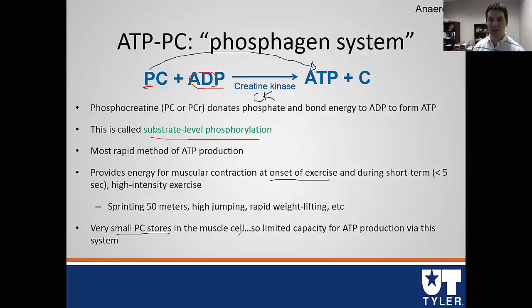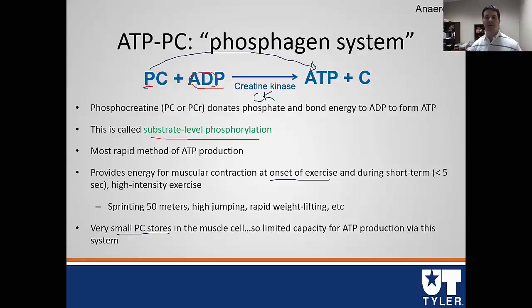Right? In the perfect world, we would have an unlimited store and we would never have to worry about using oxygen. We could just use all of that. But that's not the case. We have a very small amount of phosphocreatine, so we can only maintain this system for orders of magnitude in the seconds, not in the minutes. And then after that, we start to deplete the system.